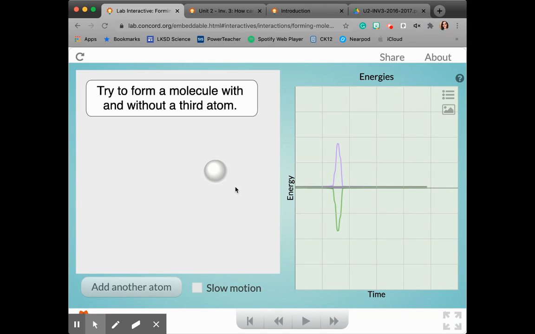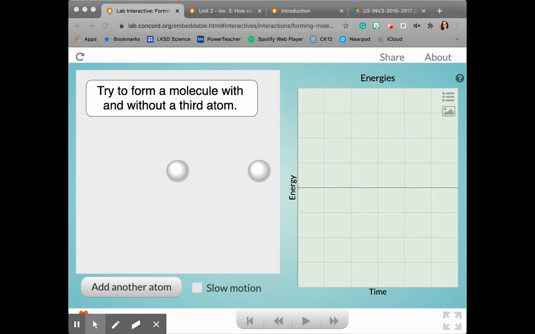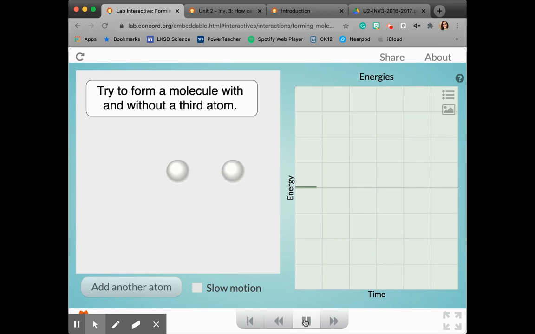So you notice that it kind of collided, similar to the, what do you call them, like the billiard balls in the video that you watched earlier. I'm going to hit reset, and I want to watch that one more time. Click play. So they collide, and they bounce away from each other.